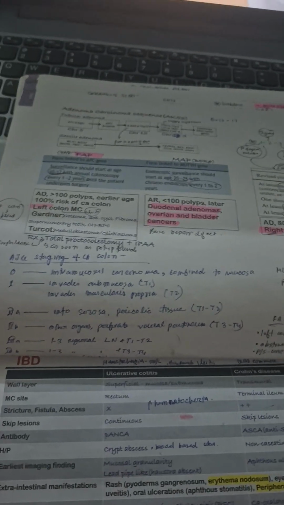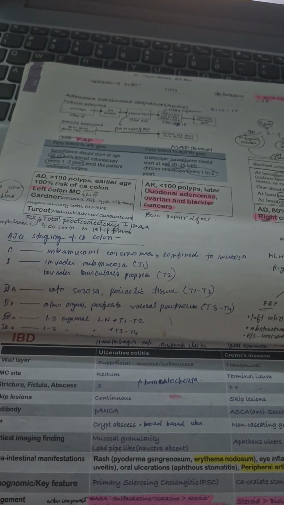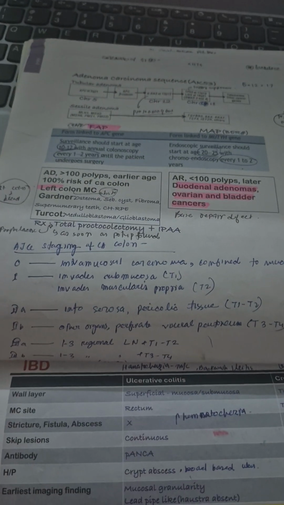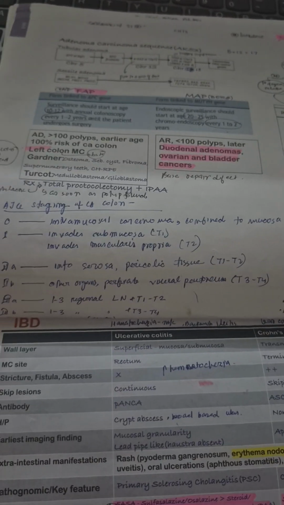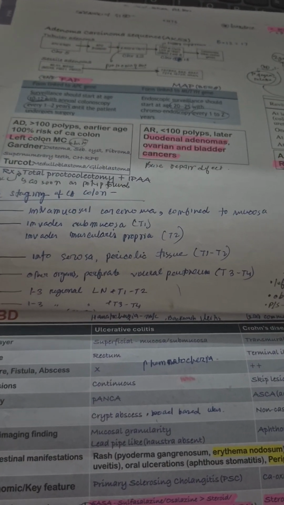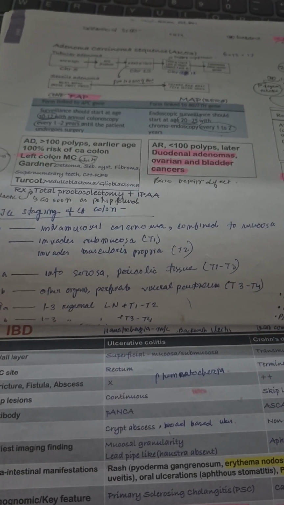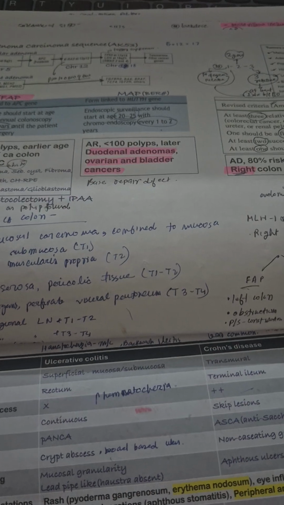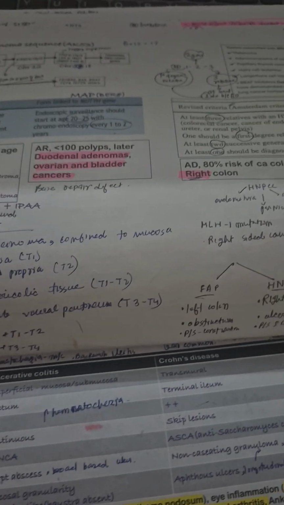In FAP, there is a 100% risk of cancer. In MAP, the risk of cancer is less, and there are other conditions associated. FAP is associated with Gardner syndrome and Turcot syndrome. Gardner syndrome is associated with soft tissue sarcoma, and Turcot syndrome is associated with medulloblastoma and glioblastoma. Okay, and then MAP is associated with duodenal adenoma, ovarian and bladder cancer.